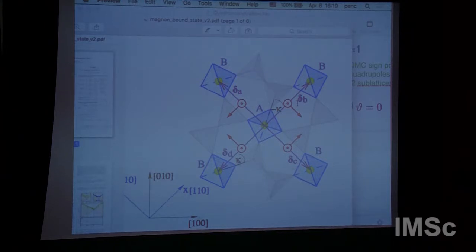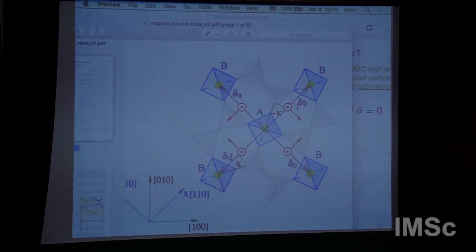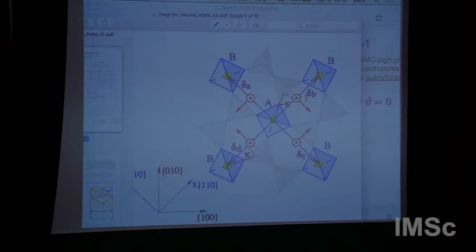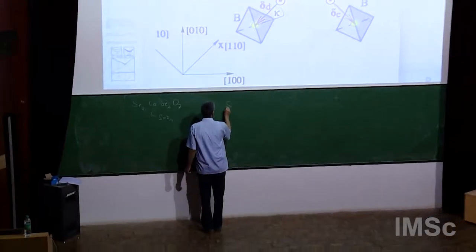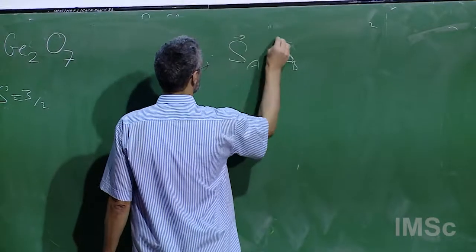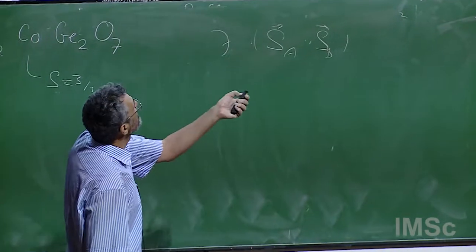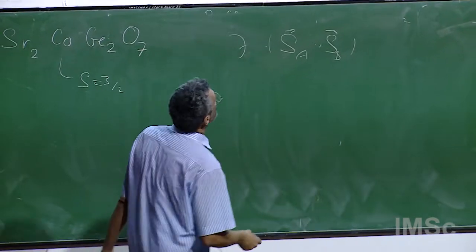What are the other interactions in the Hamiltonian? We can do the symmetry analysis. There will be many different parts, but what appears to be the most important one is the following. There will be J times S_A dot S_B. This is a Heisenberg interaction between the neighboring spins.